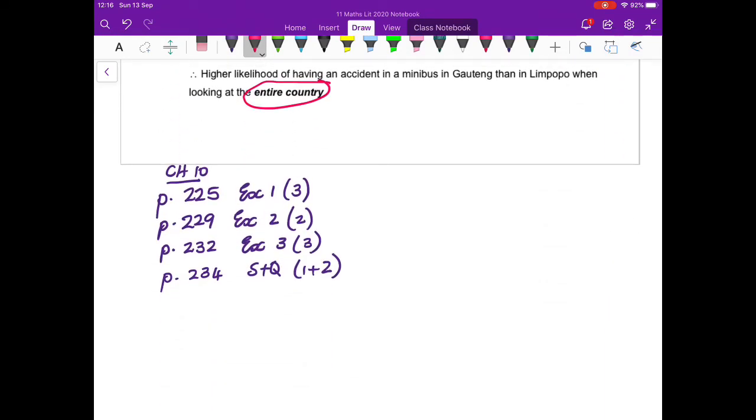For more practice on this, there are the pages, page 225, exercise 1, 229, exercise 2, 232, exercise 3, and 234, the summary and questions.